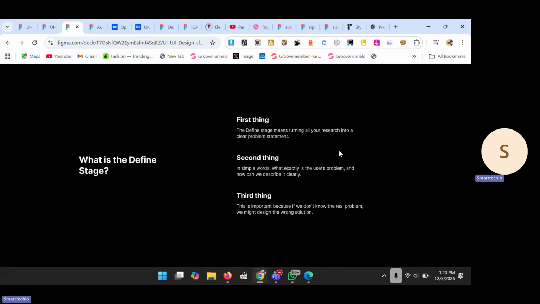The second thing, in simple words: what exactly is that problem, and how can we describe it clearly? You already know the user's problem. How can you define it clearly, for you to offer the best solution to the problem they're having? Why is this important? It's important because if you don't know the real problem, we might design the wrong solution. I think I'm repeating that.